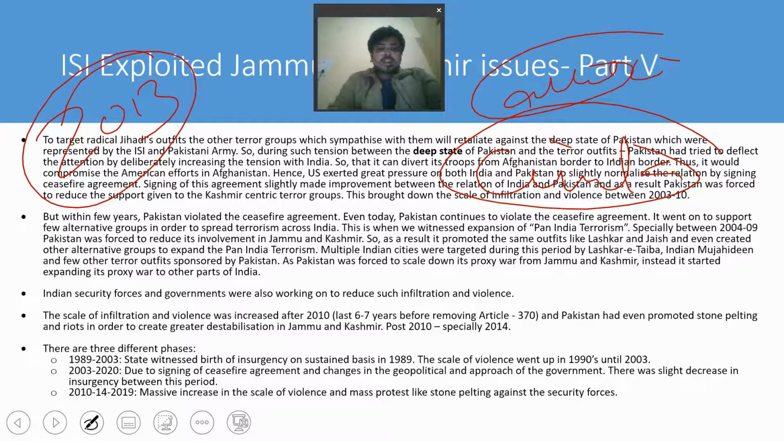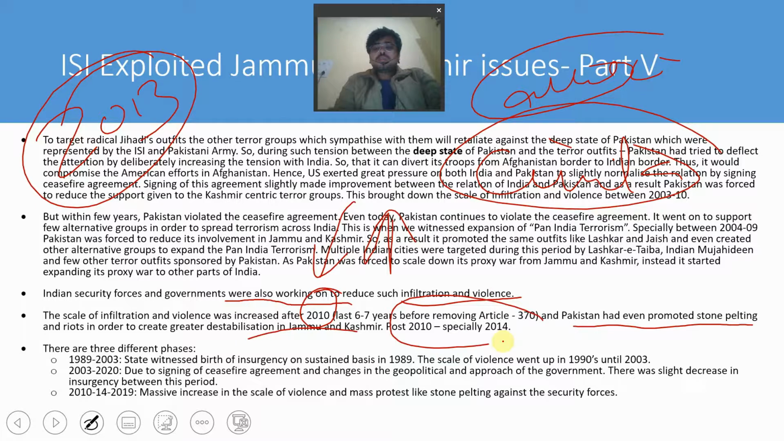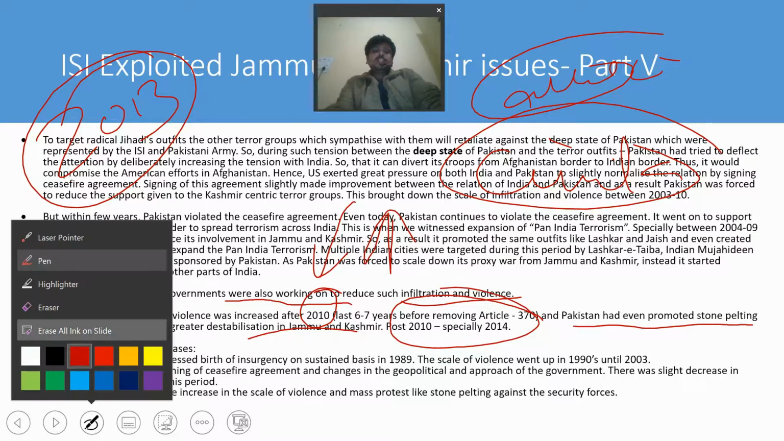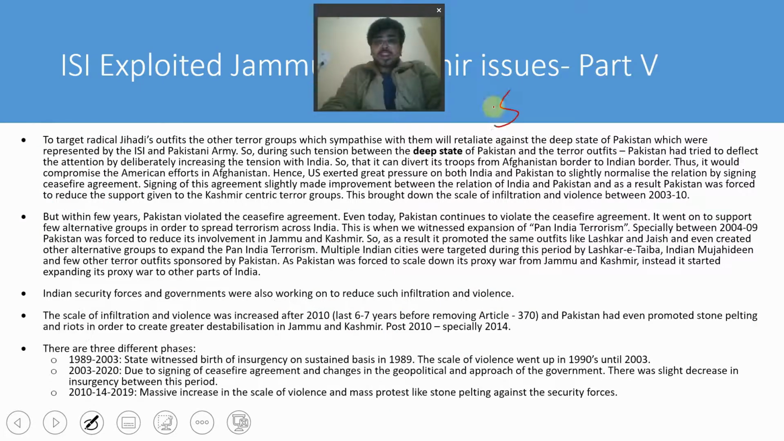Indian security forces and the governments were also working to reduce such infiltration and violence. The scale of infiltration and violence increased after 2010. In the last 6 to 7 years before removing Article 370, Pakistan promoted stone pelting and riots in order to create greater destabilization in Jammu and Kashmir. Post 2009, especially in 2014, each member used to be paid for stone pelting, like 500 per day, to pelt stones at people and government officials. So these kinds of strategies used to be followed by Pakistan.